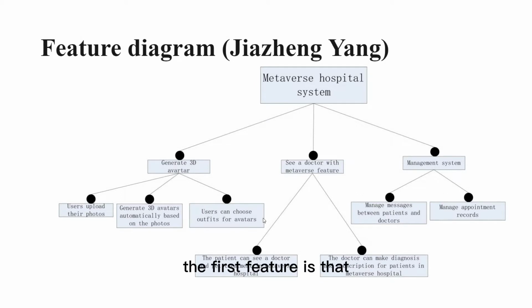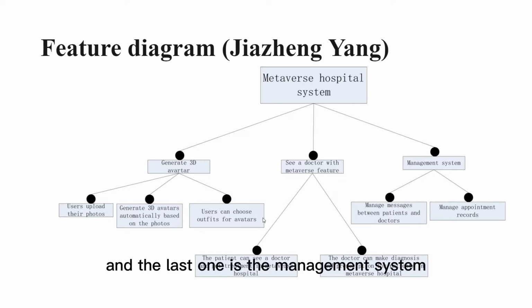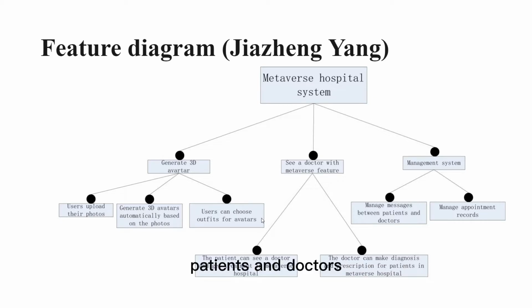The first feature is that users can create their own 3D avatars based on photos posted by them. And this is also an important metaverse feature of our project. The next one is the hospital feature. Users can choose to be patients or doctors in our project. For example, if they choose to be patients, they can see a doctor, while they can make the diagnosis if they choose to be doctors. And the last one is the management system, which can manage messages between patients and doctors, appointment records, and something like that.